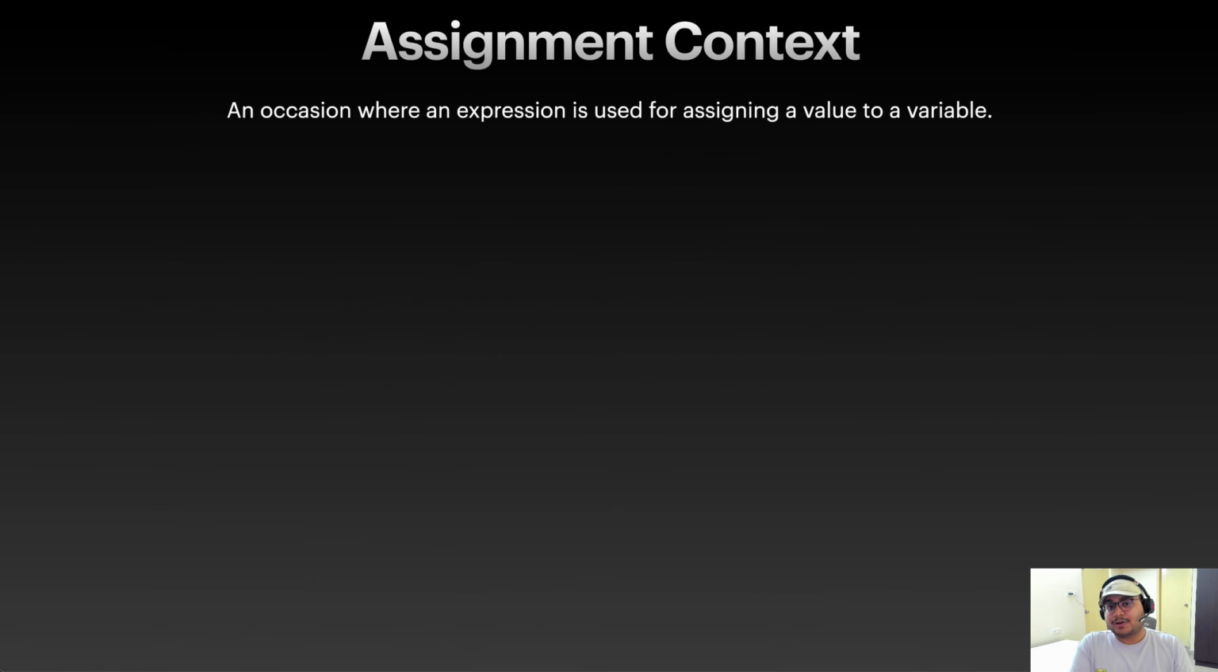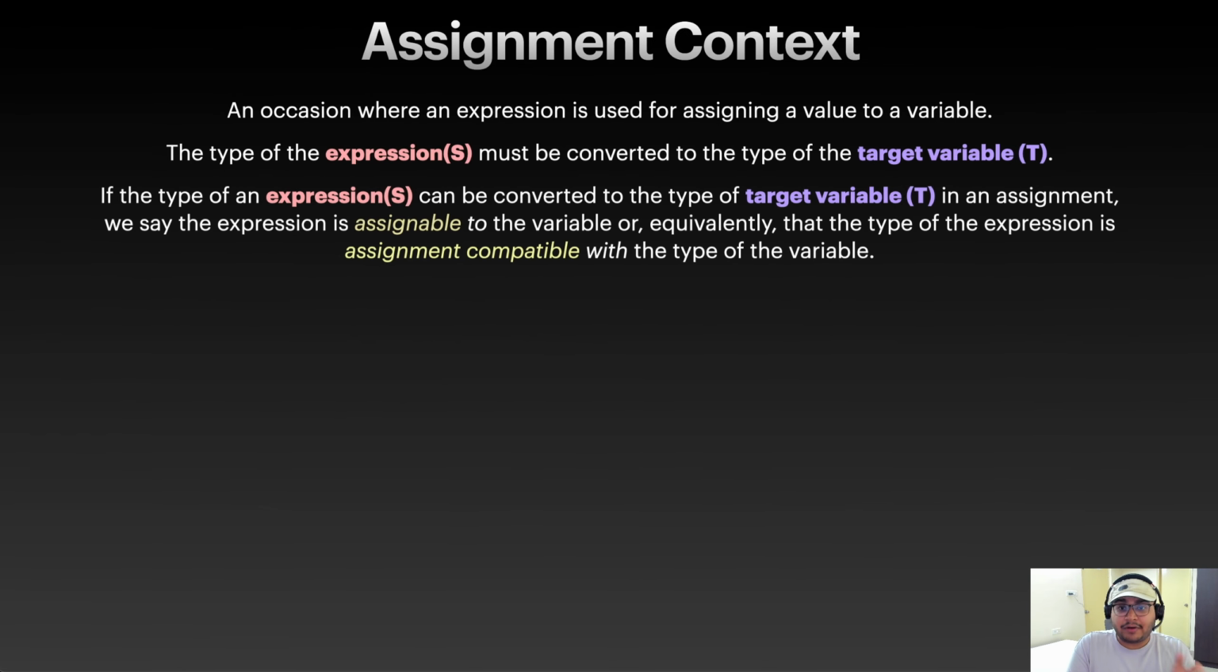Assignment context is an occasion where an expression is used for assigning a value to a variable. The type of the value of the expression is the source, and it must be converted to the data type of the target variable in which we are trying to store it, which is t in this case. If the type of the expression s can be converted to the type of target variable t in an assignment, we say the expression is assignment compatible with the type of the variable.